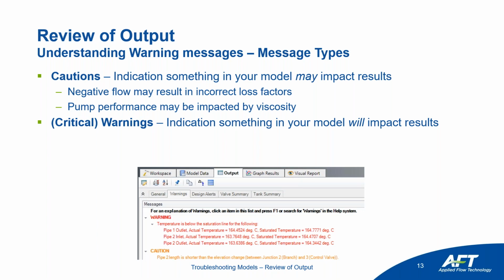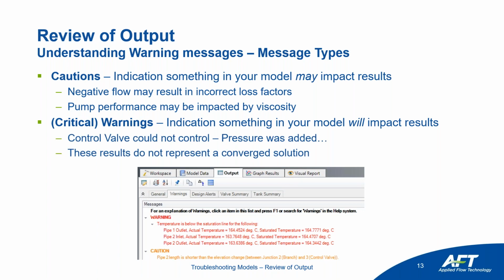Again, these are different from warnings, which is an indication that something in your model will impact results. So something like condensation, you're breaking one of the fundamental assumptions of the model, or you're adding something to the solver that wouldn't be represented accurately in the physical system. So some other warnings is the control valve could not control, pressure was added.